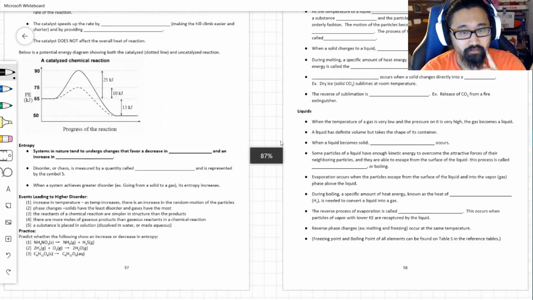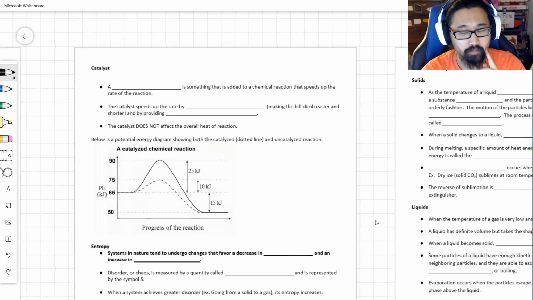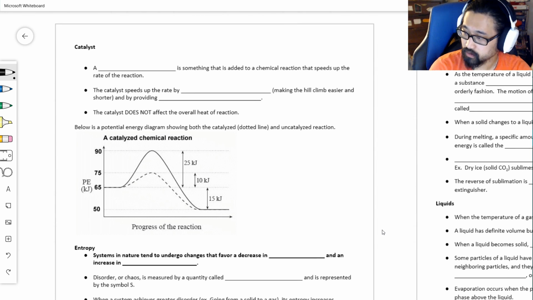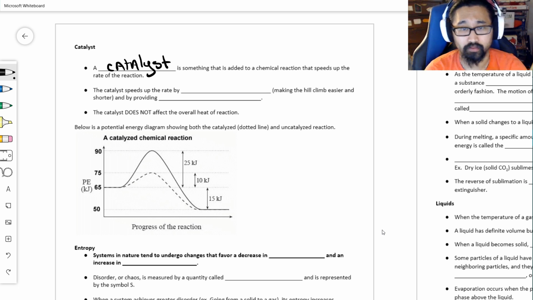Alright, so I'm just going to very quickly talk about this stuff here on page 57 with what a catalyst is. So a catalyst is something that you will add to a chemical reaction that will speed it up and make it go faster.